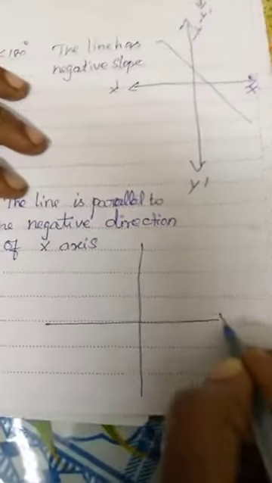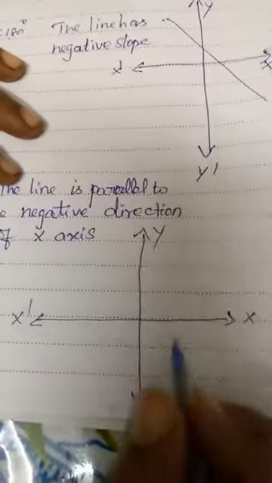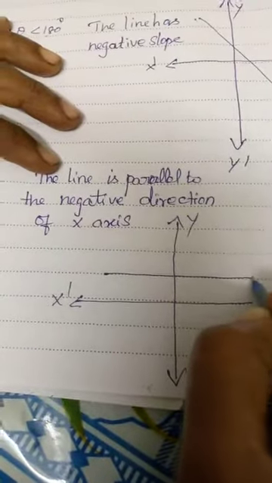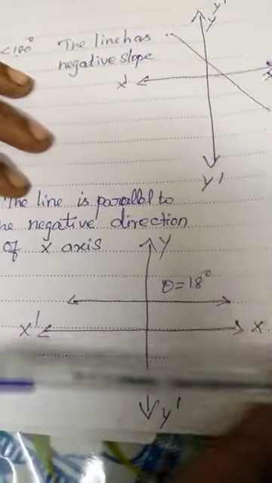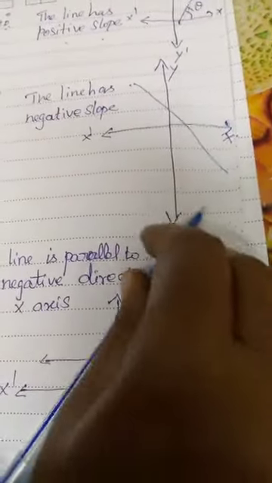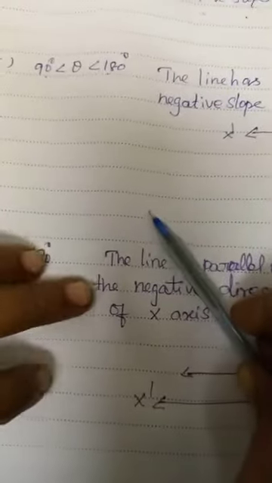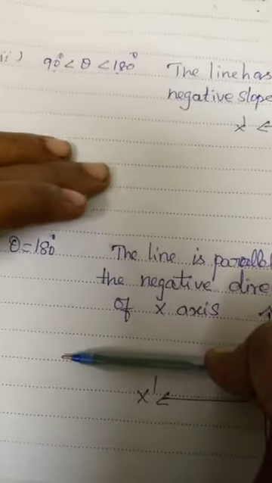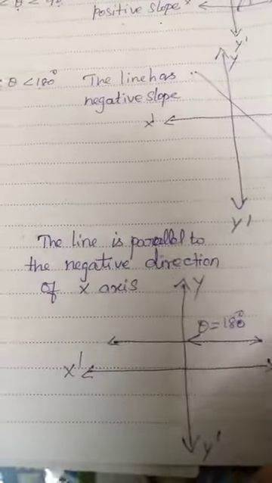Example: draw the x axis, x dash, y, y dash. Draw the straight line, it is parallel to x axis, theta equal to 180 degree. Now consider this, rotate it. This is 90 degree. Again, our condition is 180 degree. Now it becomes negative direction. Theta equal to 180 degree, so negative direction. Understood, children?